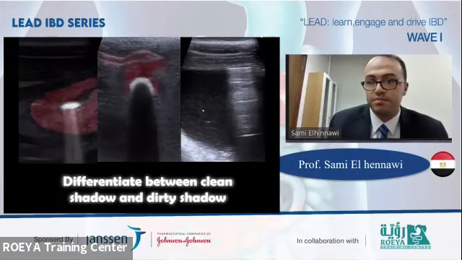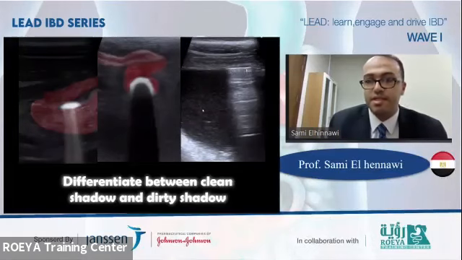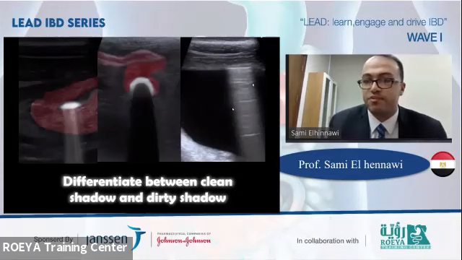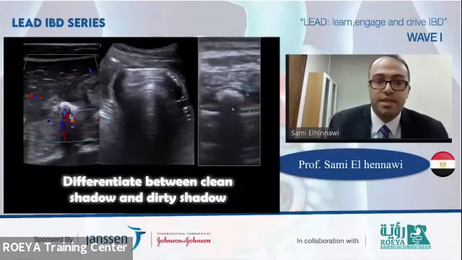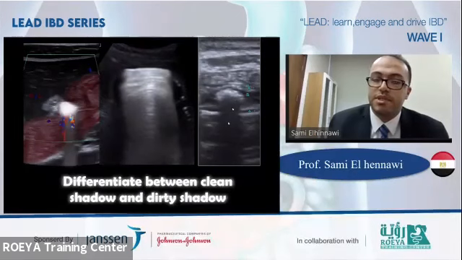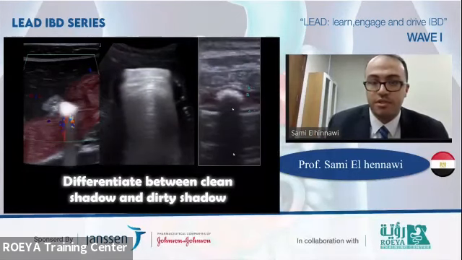This is also a fluctuant collection filled with air. This is an air aspect causing a reverberation artifact. It's white. The difference between the shadow of air and the shadow of stones is that the shadow of air is white, and the stones and bones is black, jet black. Here is another shadow of air, and this is an appendicolith obstructing the appendix. It's causing a clean shadow posterior to it.